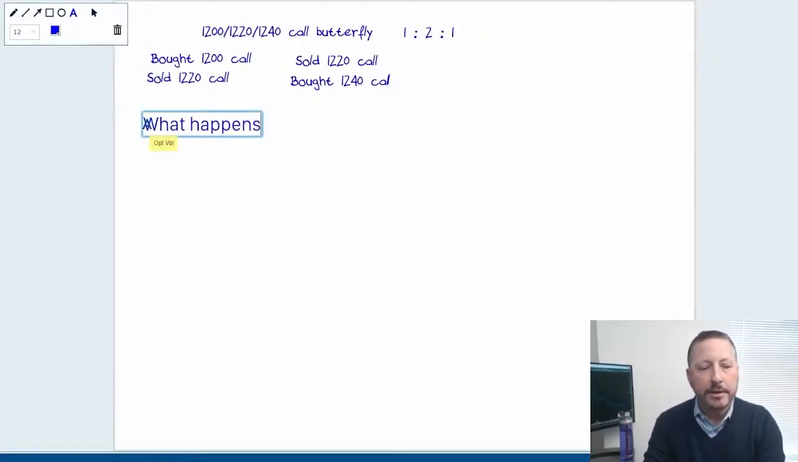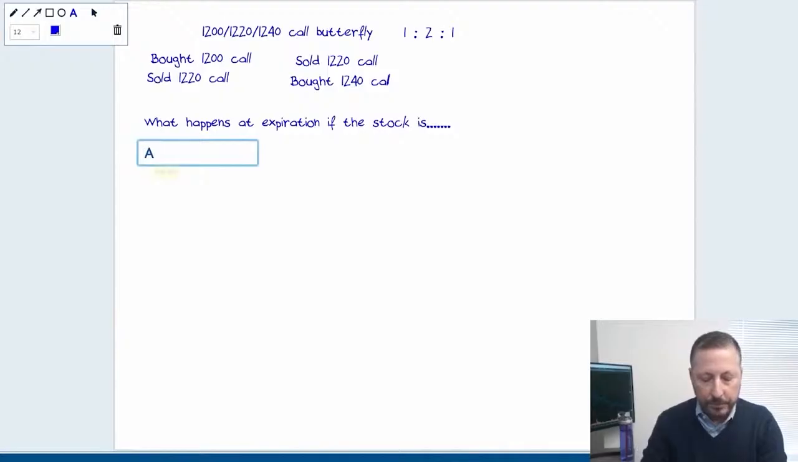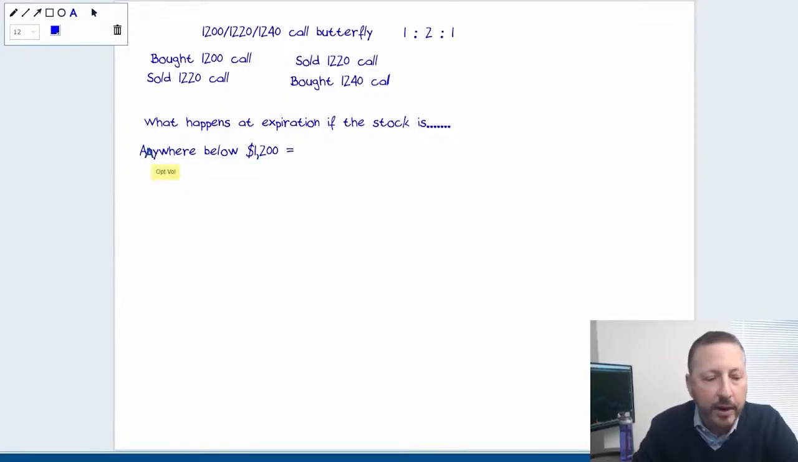What happens at expiration if the stock is, okay, and I'm going to put a couple scenarios here, anywhere below 1200, what would happen to the value of this butterfly at expiration? It'd be worth 0. That's because all of the options would be worth 0. Okay, so again, our maximum exposure, our maximum risk is the $1 that we paid for this.